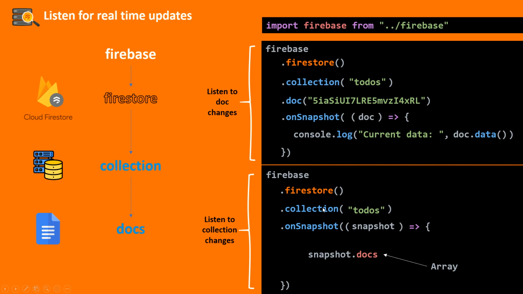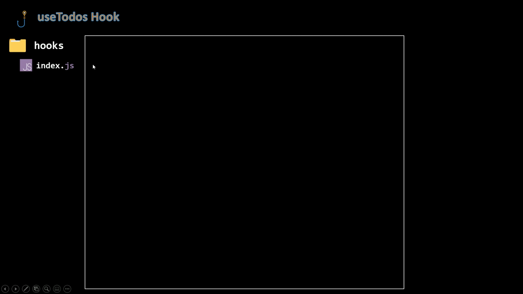Now let's go and implement this in our useTodos hook and our useProject hook. So for our useTodos hook, I'm gonna go and create a folder called hooks, then an index.js. This is where all my custom hooks will live. Now I'm gonna go and create a function called useTodos. All this function will do is, at the end, return a todos array. So this is the todos array that I'm gonna use to show the todos to the user.